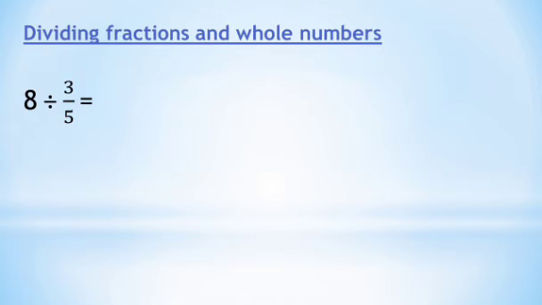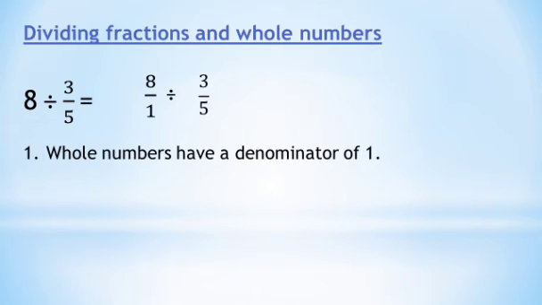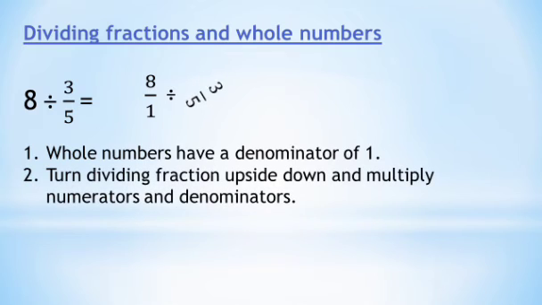Now let's study how we divide fractions when one fraction is a whole number. In this question, our first number is a whole number. So every whole number can be written with the denominator 1. So we write 8 as 8 upon 1. Now the question becomes the same type we have done in the first part. We will take the reciprocal of the second fraction and it becomes 5 upon 3.